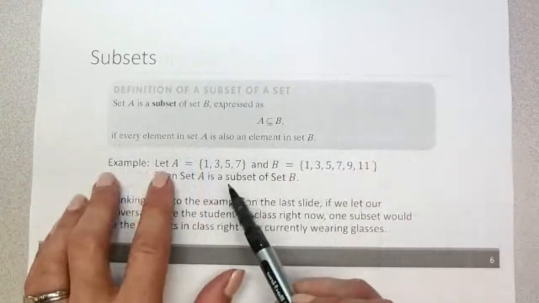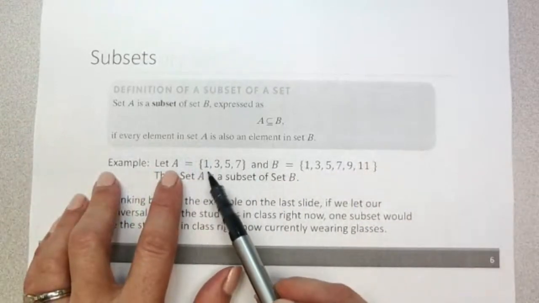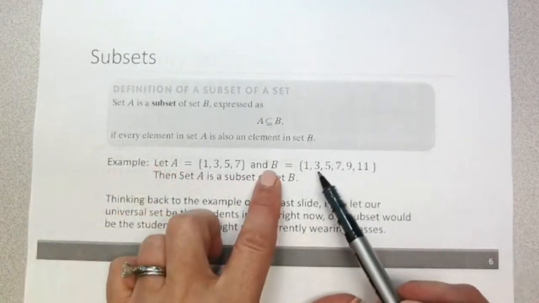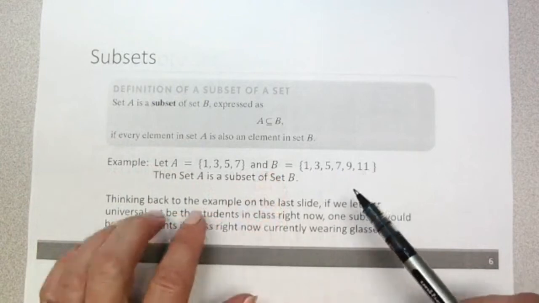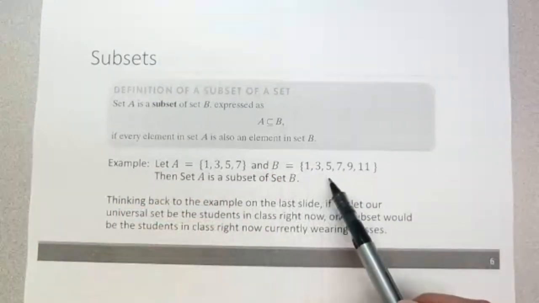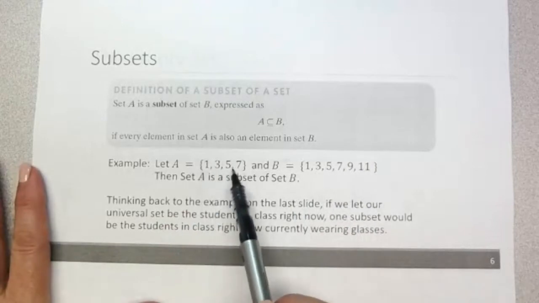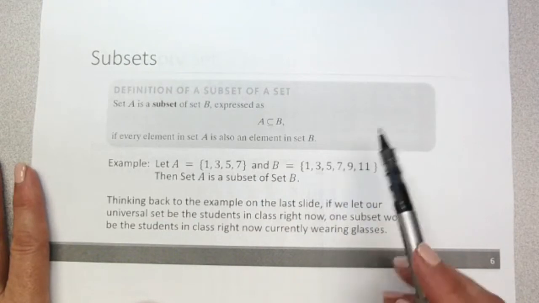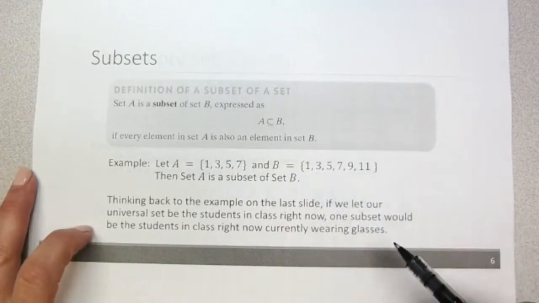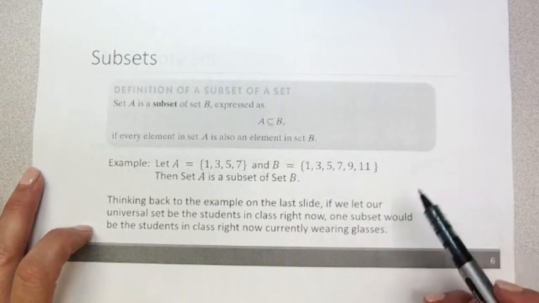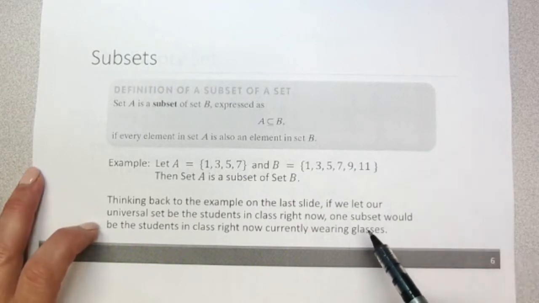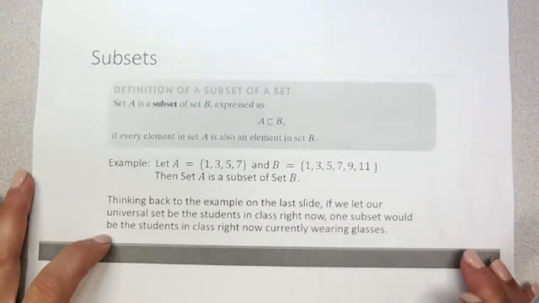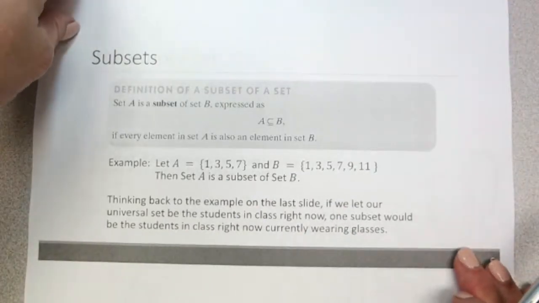Okay, some examples here. If we have set A defined as the numbers 1, 3, 5, and 7, and set B is defined as 1, 3, 5, 7, 9, and 11, we could say that set A is a subset of set B because every element in set A is also an element of set B. When we think about the example of the students that are enrolled in this class, if the students enrolled in this class was defined as the universal set, then one subset would be the students in this class that are currently wearing glasses.